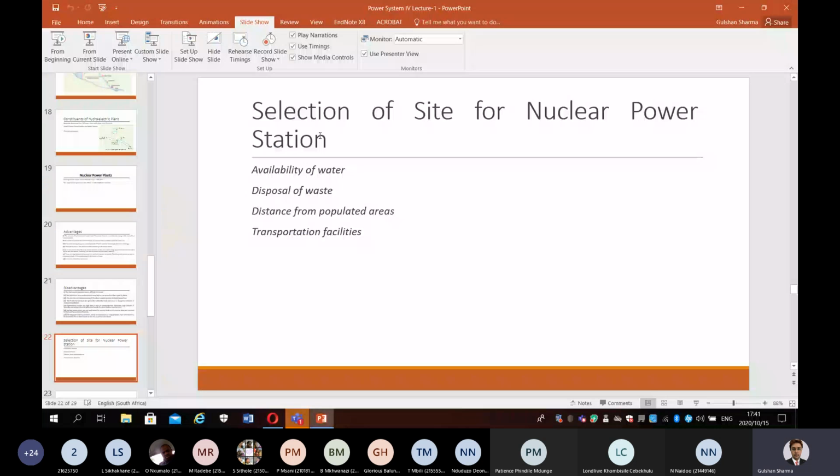So the selection of the site plays an important role in a nuclear power station. First thing is availability of the water.